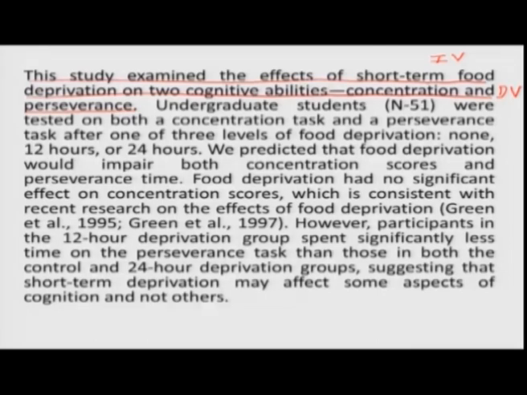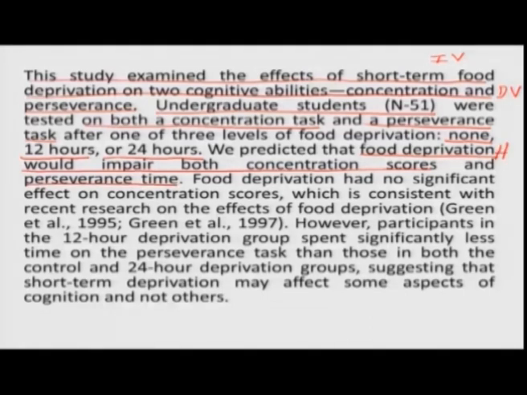Then who are the subjects? You see the details here, undergraduate students, and how many? 51. There is some detail about methodology here. So, they were tested on two tasks, a concentration task and a perseverance task. Then there were three conditions. So, none means no food deprivation, then food deprivation for 12 hours, and then food deprivation for 24 hours. So, what was the hypothesis? Food deprivation would impair both concentration scores and perseverance time.